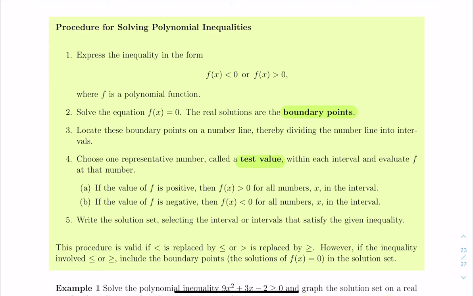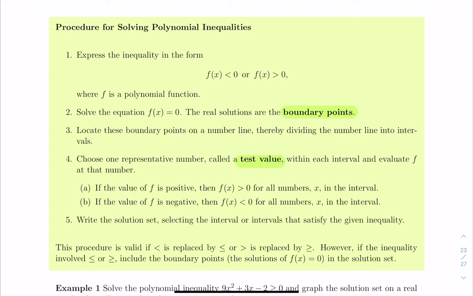Now just remember that this procedure is valid if we replace it with a less than or equal to, or greater than or equal to. However, if the inequality has that equal to bar underneath, then we need to make sure we include those boundary points in the solution set.